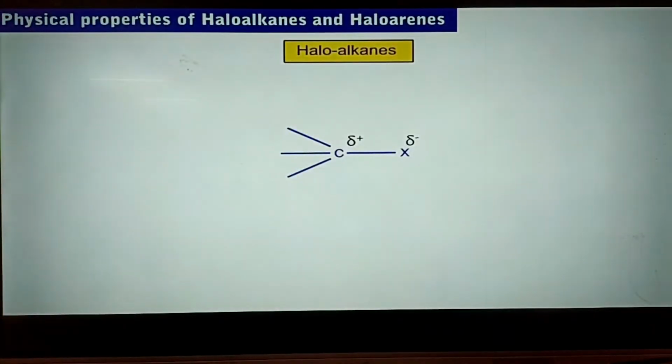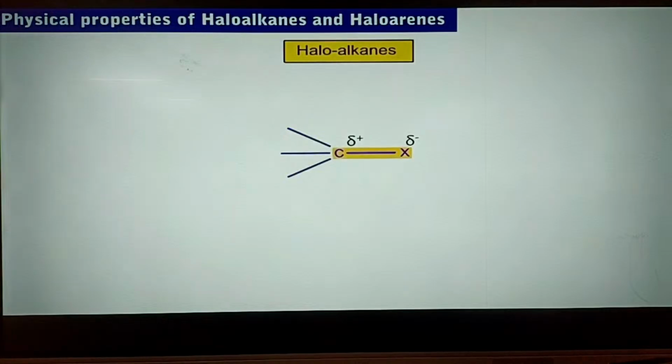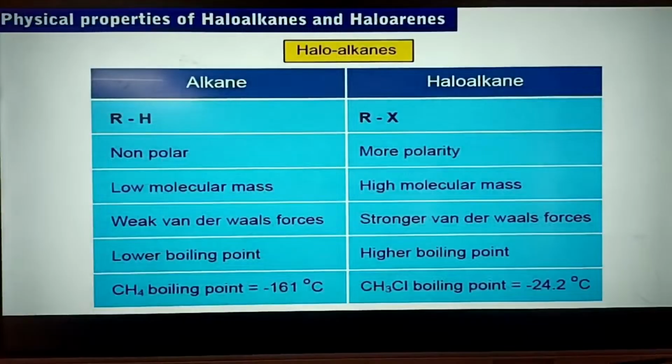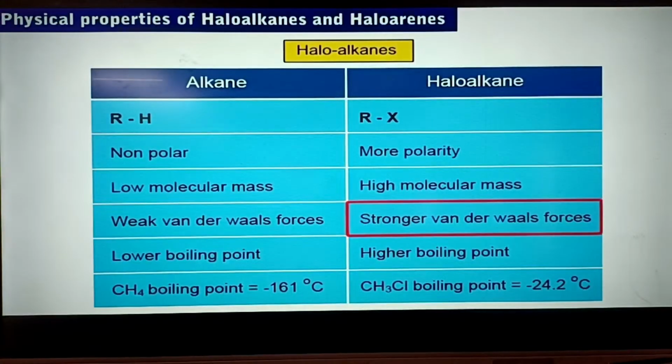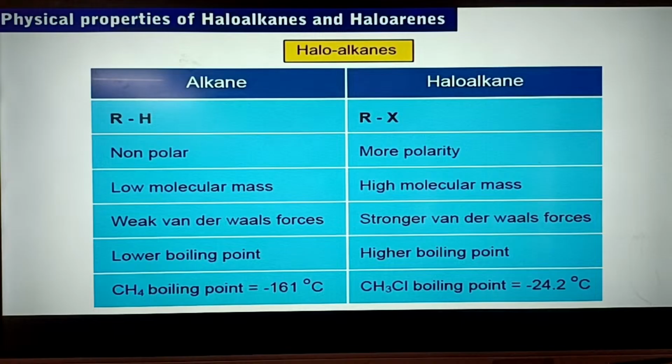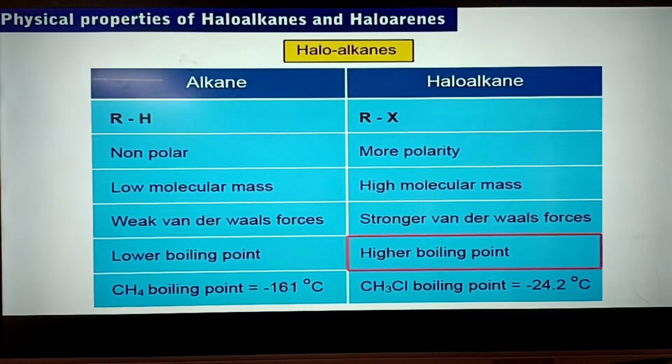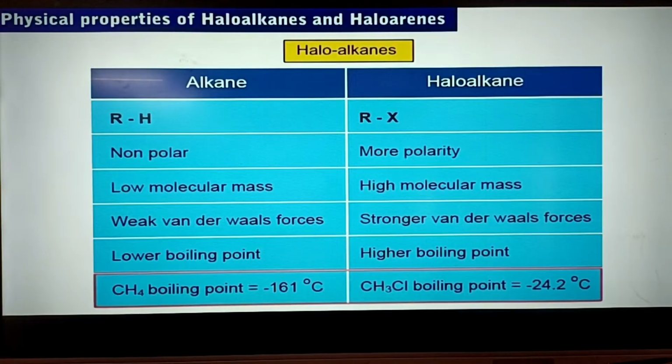You have already studied that the carbon-halogen bond in halogen compounds is polar. Due to the greater polarity and higher molecular mass of haloalkanes as compared to the parent hydrocarbons, the dipole-dipole and van der Waals forces of attraction are stronger in these compounds. Hence, haloalkanes have considerably higher boiling points than those of the hydrocarbons of comparable molecular mass.